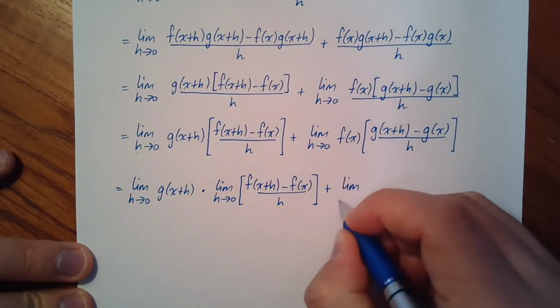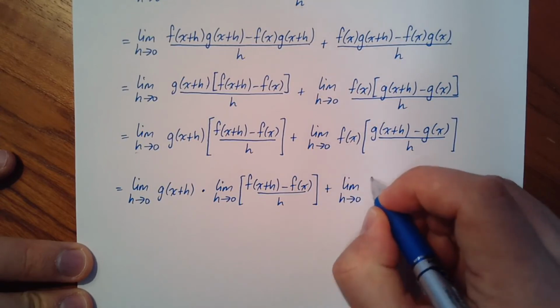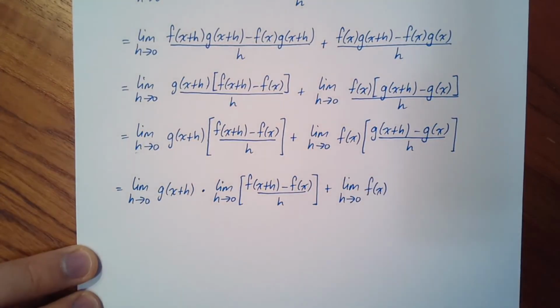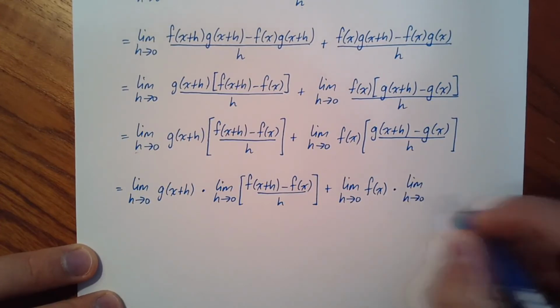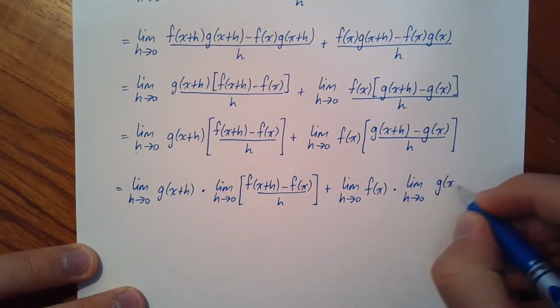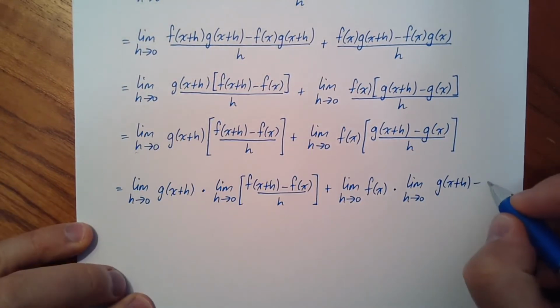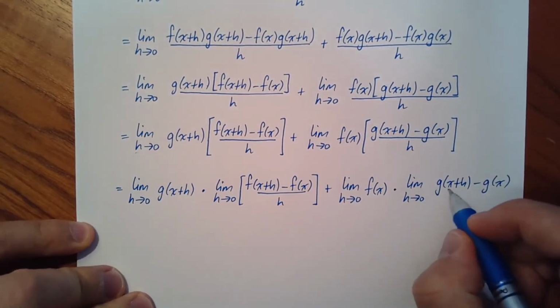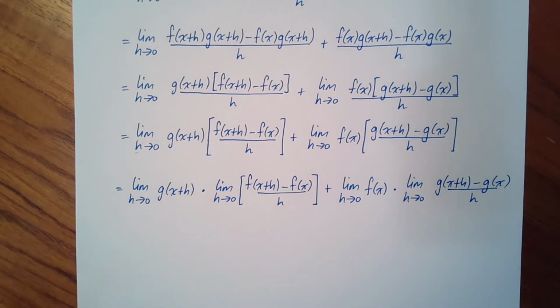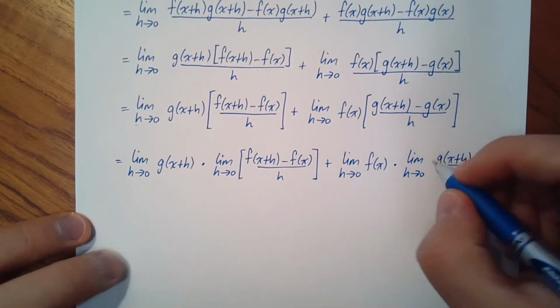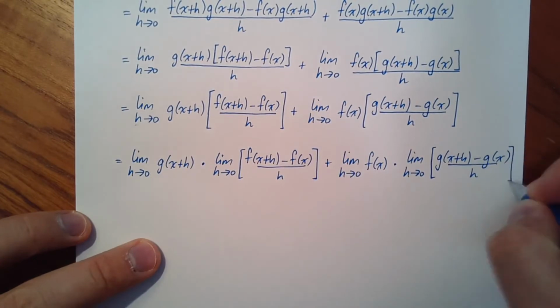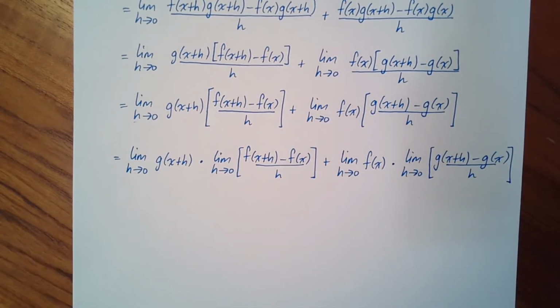So we'll have the limit as h goes to 0 of f of x multiplied by the limit as h goes to 0 of g of x plus h minus g of x all over h. And now we're ready to wrap this up because it's all set up quite nicely. We've got four limits, and to be consistent, I'll just put brackets here. These are all going to be quick to identify.